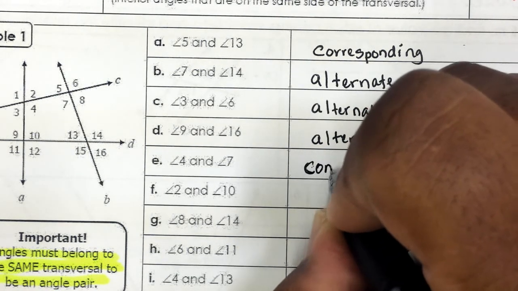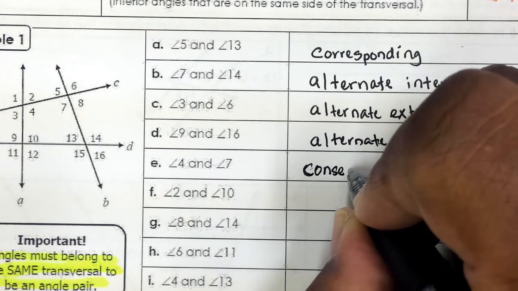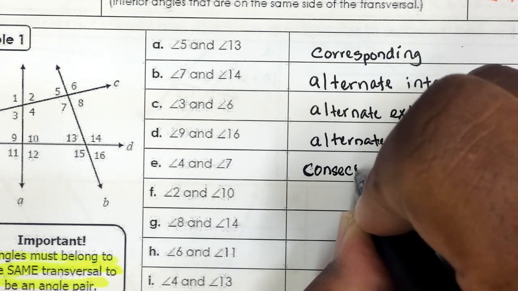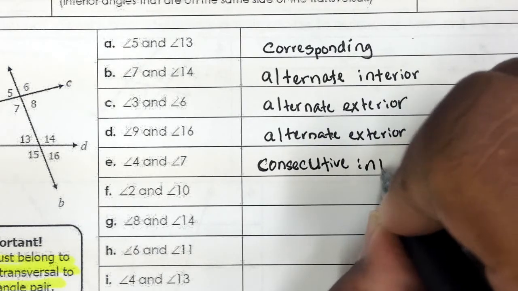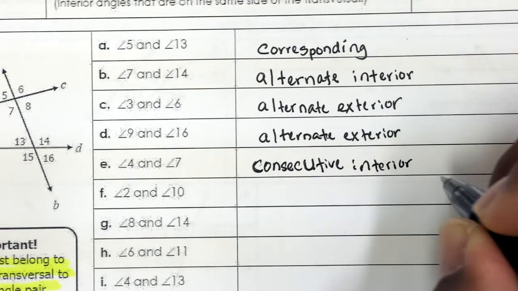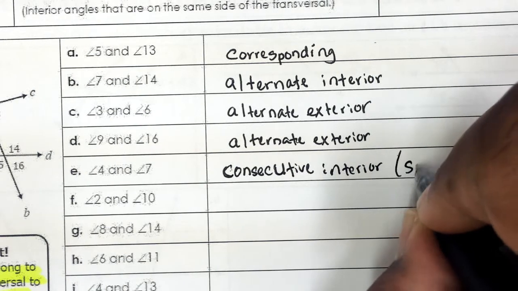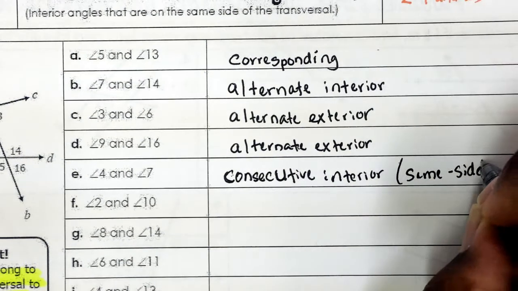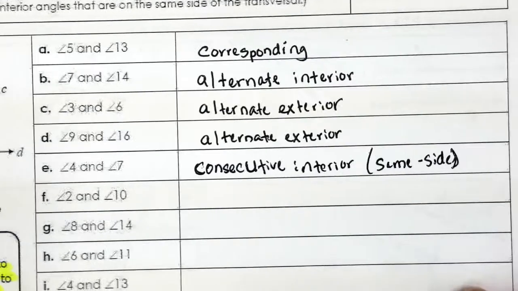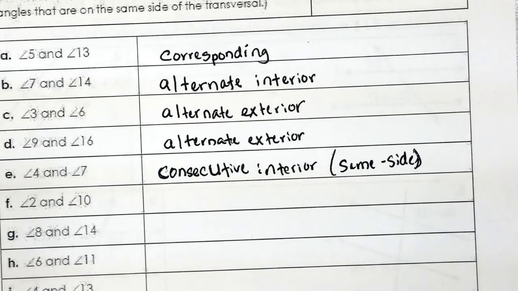And make sure you remember we can also call them same side. So consecutive. I always have a hard time spelling that. Interior. And then in parentheses, I'm going to put same side, just as a reminder for y'all. It depends on who's writing your question what you're going to see for that one.